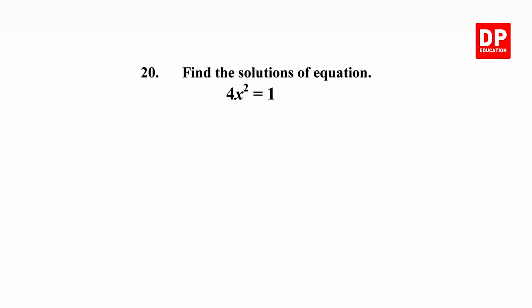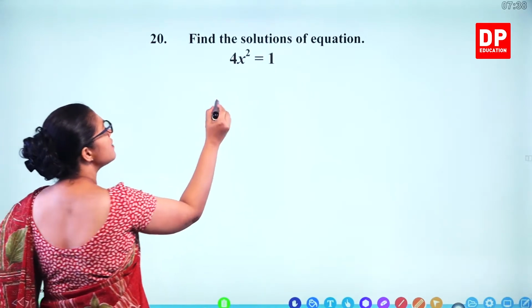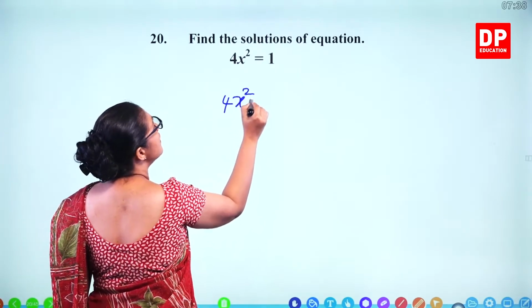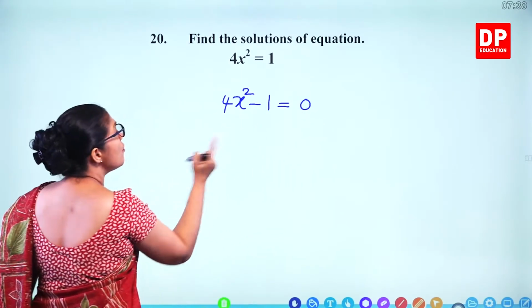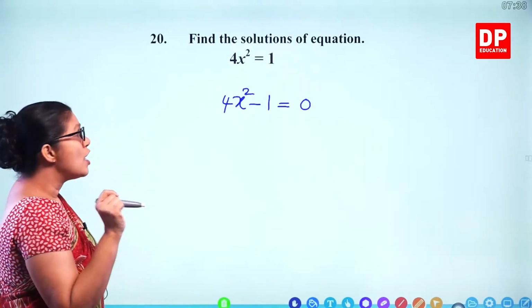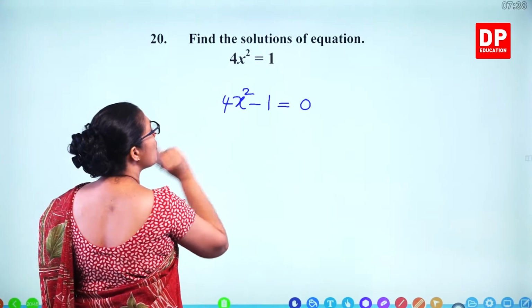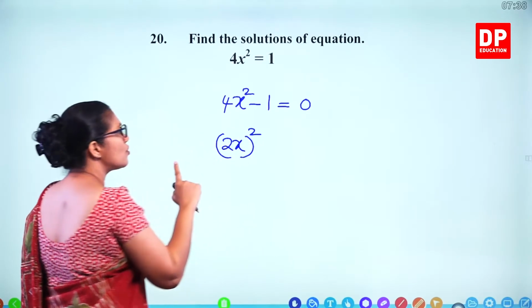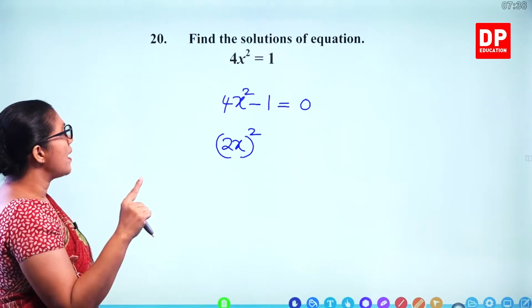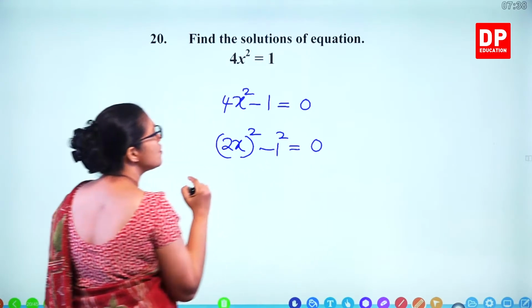Question number 20. Find the solutions of equation. This is a quadratic equation. So how you do that? You can take it to this side. Then this becomes minus 1 equals to 0. You can apply difference between two square terms. So here you can write 4x squared. You can write 2x whole thing squared. 2 times 2, 4. x into x, x squared. Minus 1 squared is equal to 0.